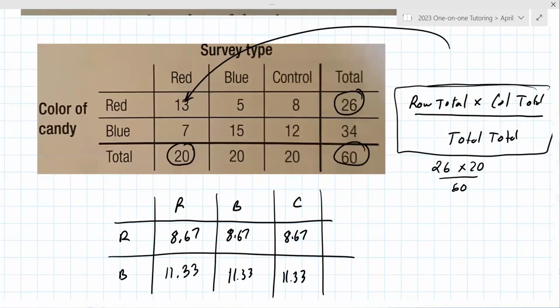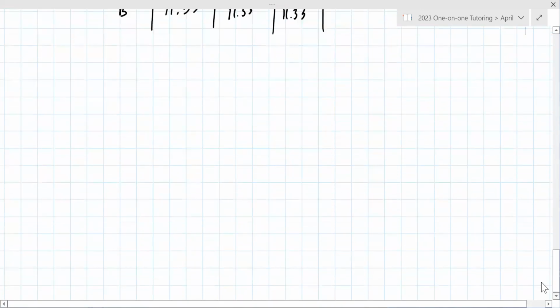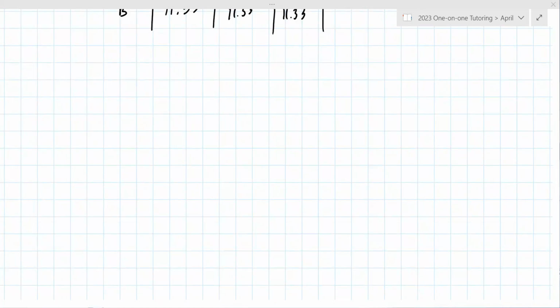Part C is the big one. That's where using your calculator can help. Let me show you how to do that. The question is to calculate the value of the test statistic. So the test statistic is a formula here. Let me snip this in.